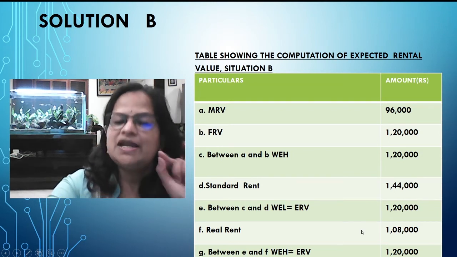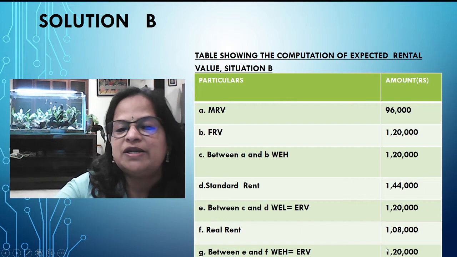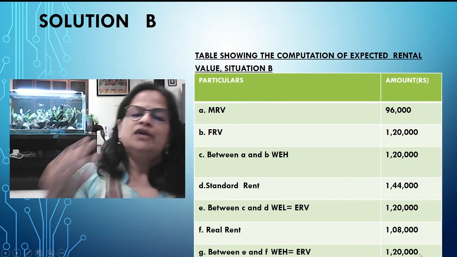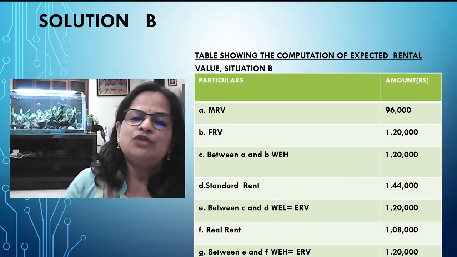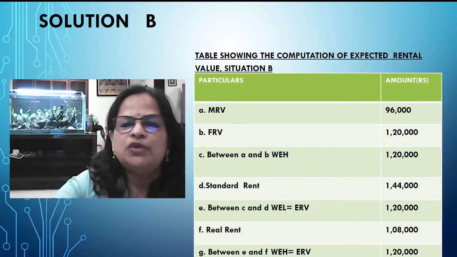Now real rent. Real rent is the rent actually received, 1,08,000. So between E and F, whichever is high, we will take as the expected rental value. So that is 1,20,000. So now you have learned that 4 values are there: municipal rental value, fair rental value, standard rent and real rent. This is how you calculate.